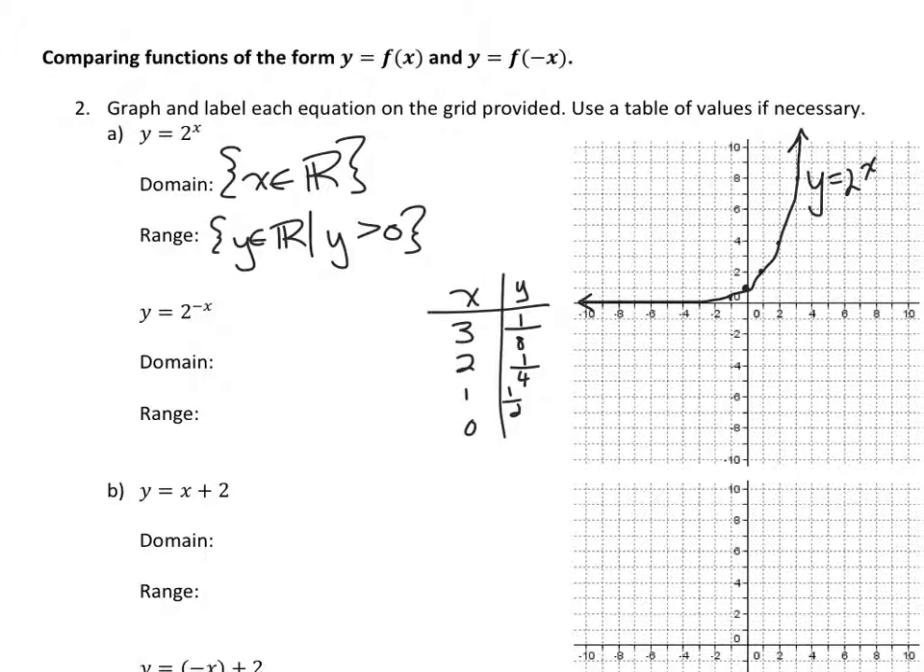And 0, anything raised to the exponent 0 is 1. Now, what about negative values of x? What's a double negative? Negative times a negative is a positive. So now 2 raised to the exponent negative of negative 1 is going to be positive 2. Negative 2 is going to be positive 4. Negative 3 is going to be positive 8.